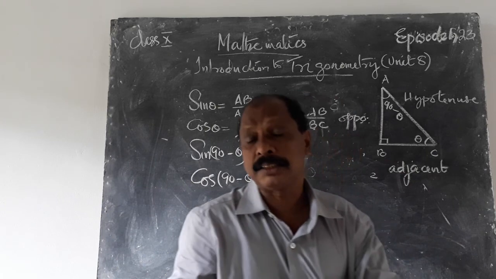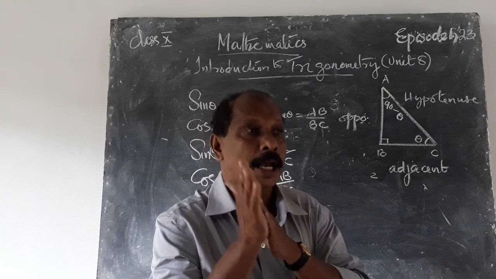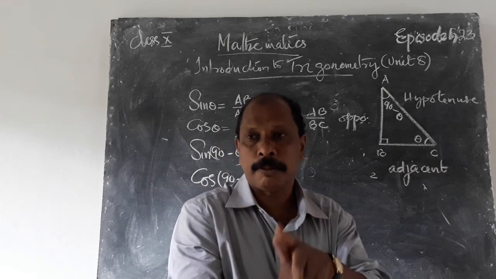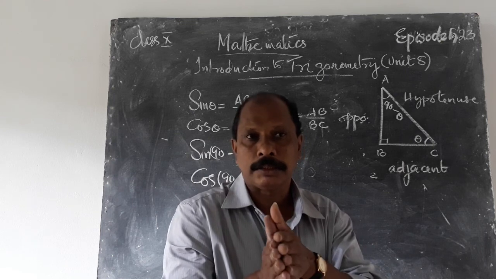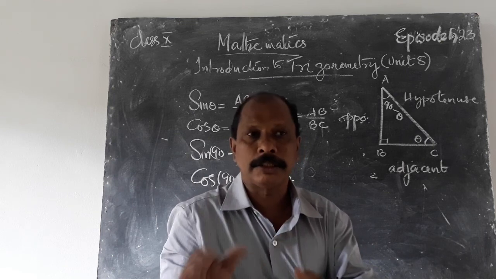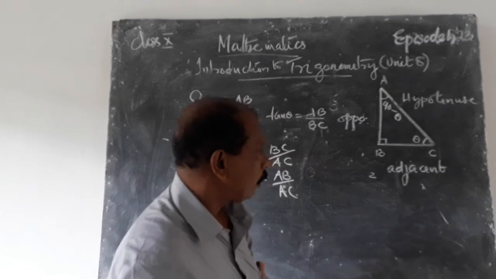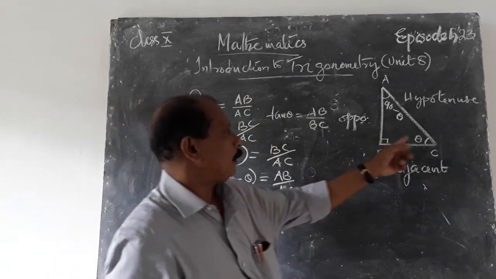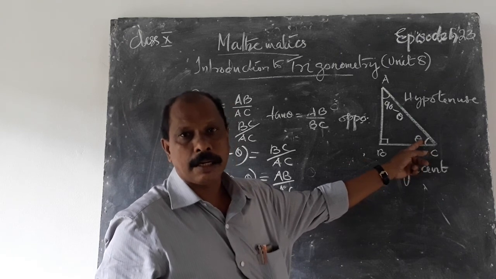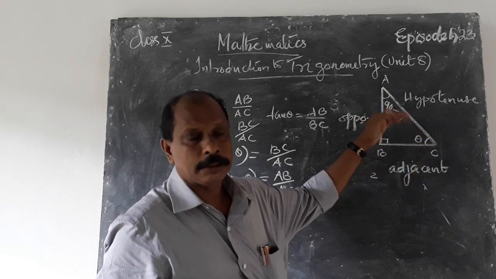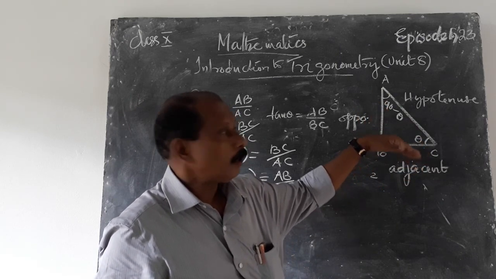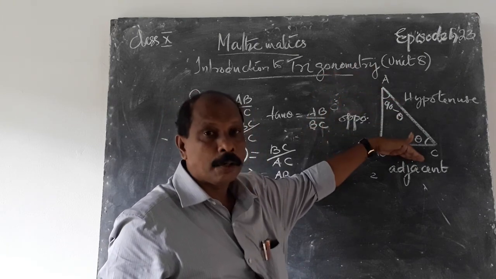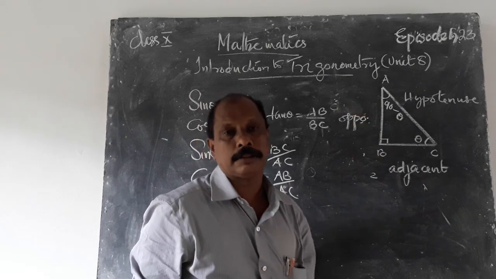The angle at A is 90 minus theta because the sum of the angles of a triangle is 180 degrees. One angle is 90, therefore the sum of the other two is 90. The second angle is 90 minus the first angle. They are complementary. If the angle at C is theta, AB is opposite and BC is adjacent. For the angle at A, which is 90 minus theta, BC is opposite and AB is adjacent.